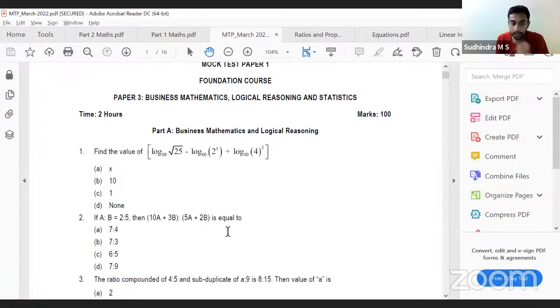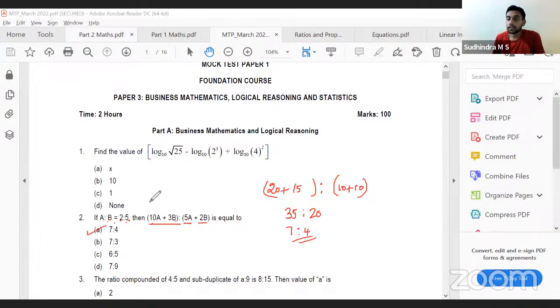Next one. A is to b is 2 is to 5. Then 10a plus 3b is to 5a plus 2b will be equal to. This is simple. Ratios. 7 is to 4. So simple. So 10a plus 3b will be, a is 2, so 10a is 20. B is 5, so 3b is 15. Is to 5a, a is 2, 5 twos are 10, 2b, b is 5, 2b is 10. So 20 plus 15 is 35, 10 plus 10 is 20. Simplifying this, we get 7:4. So 7:4 is the answer.